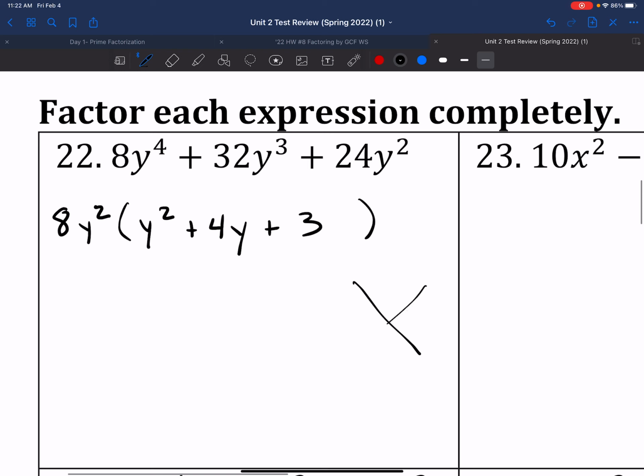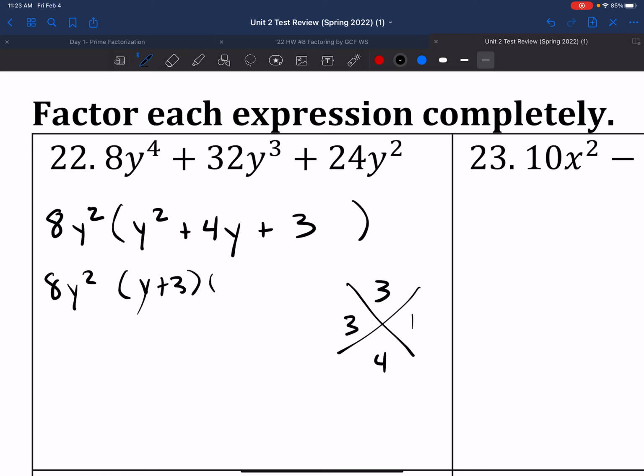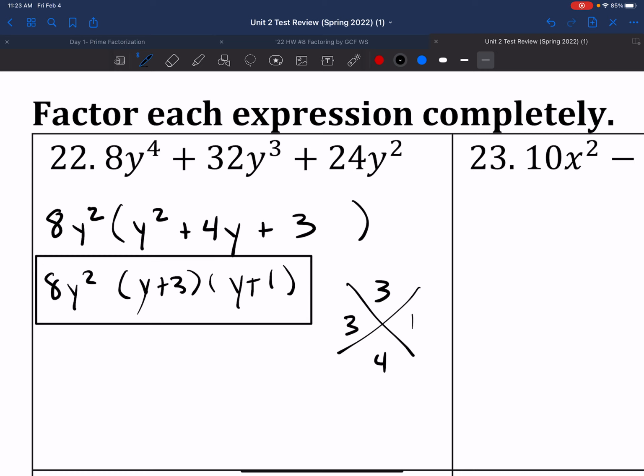So let's do it. X here, so 3 times what will give me... 3 times 1 will give me 3, so I put a 3 there, and then I put a positive 4 here, so that just goes there. So that means that 3 and 1 goes there, so I'm left with 8y squared times y plus 3 times y plus 1. This is my answer.